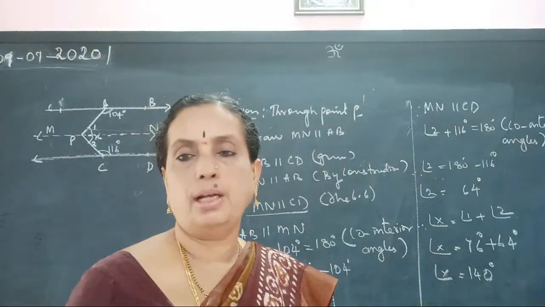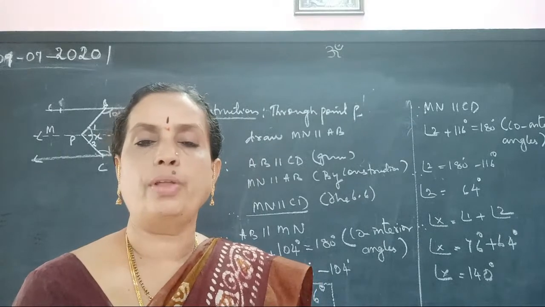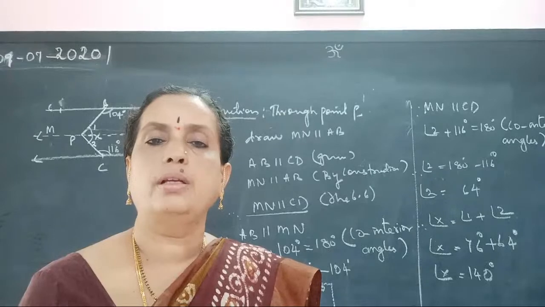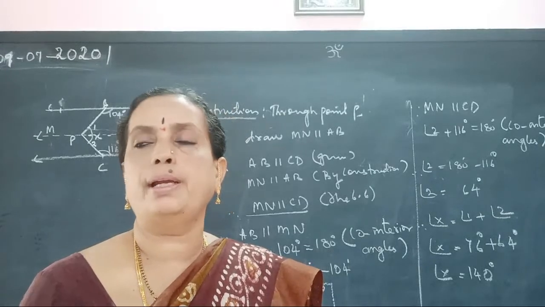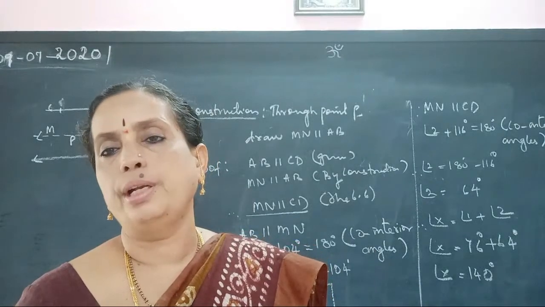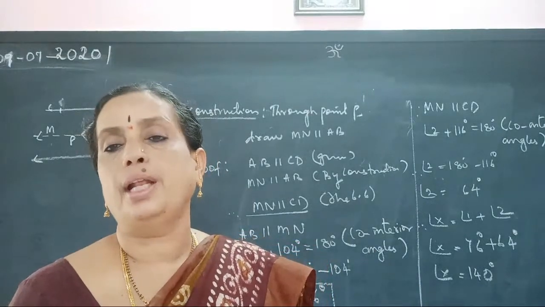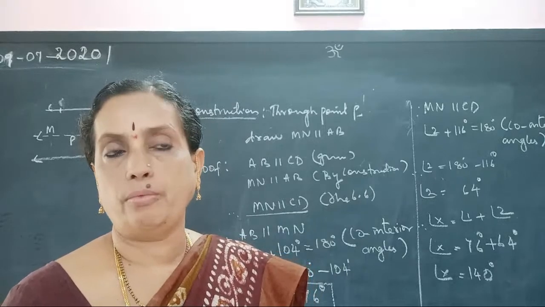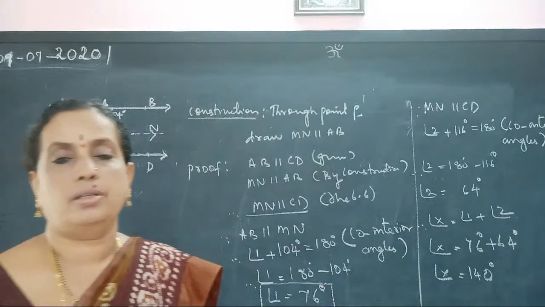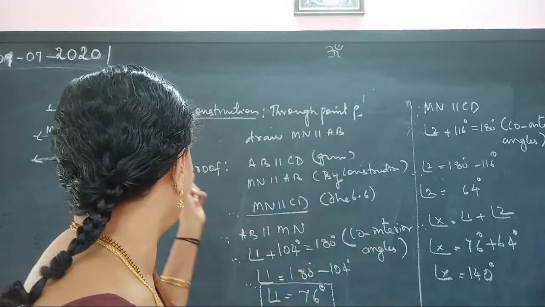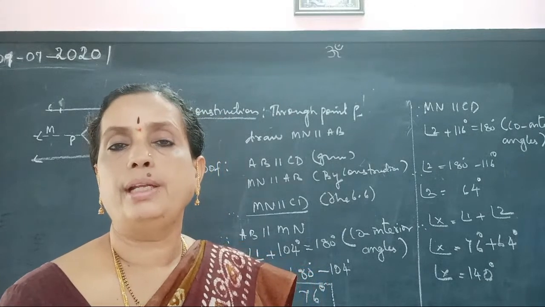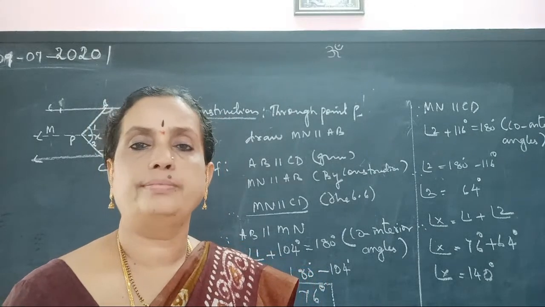So in this figure, in both conditions, it is co-interior angles only. In some problems you may get one pair as alternate and another pair as co-interior. For co-interior angles we have to subtract from 180 degree. For alternate angles you have to take it as it is. So here in this figure both the angles are co-interior angles only.